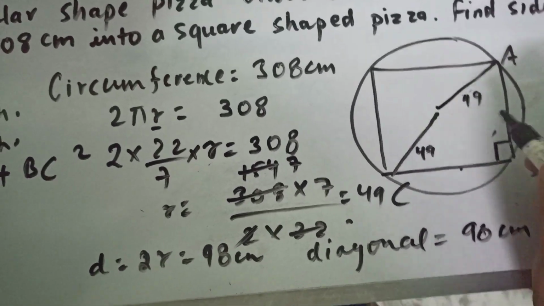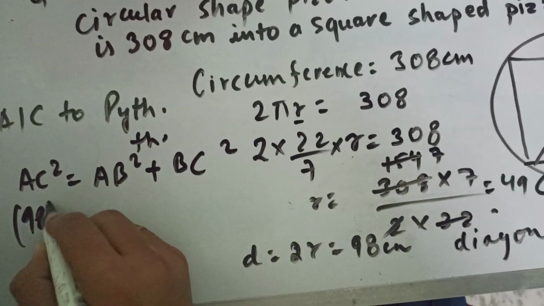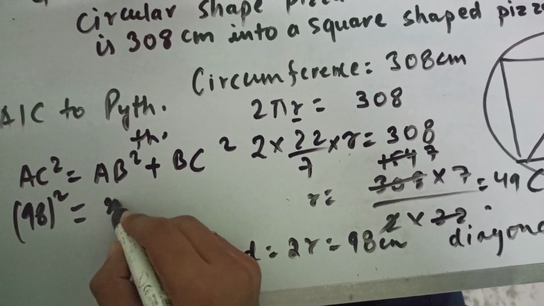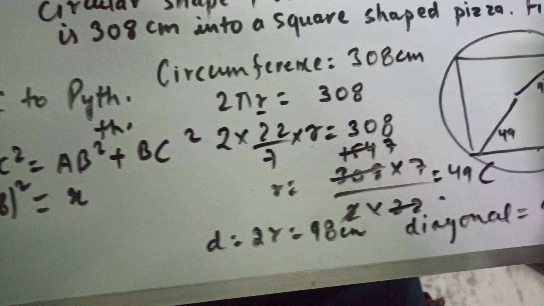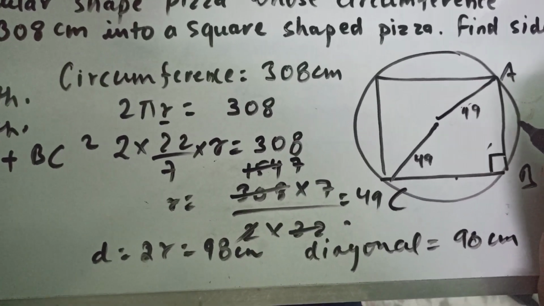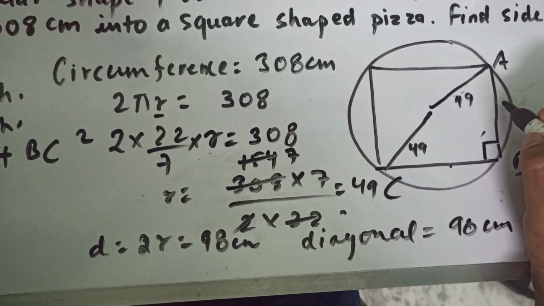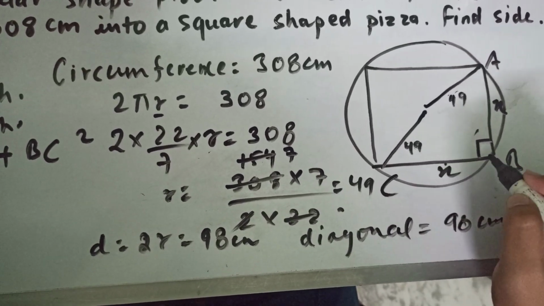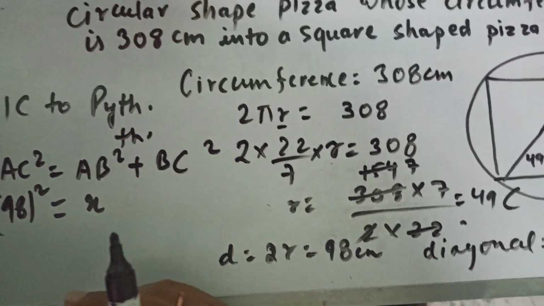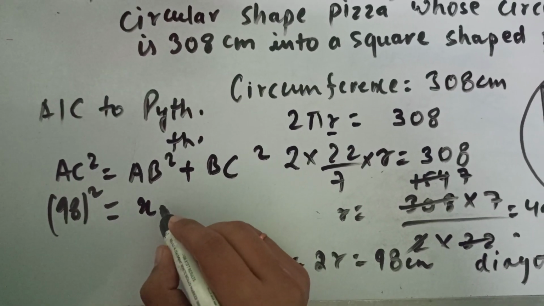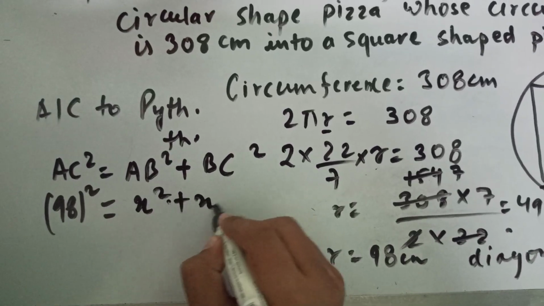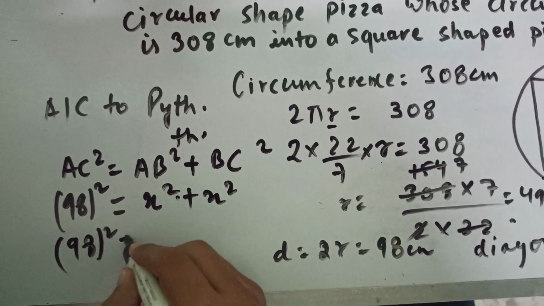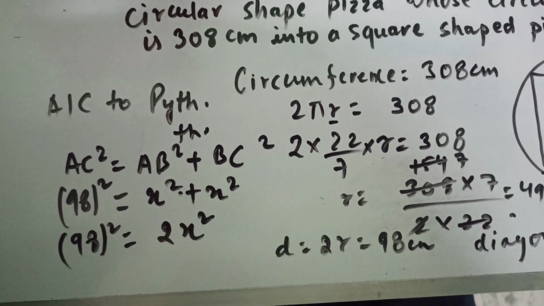Now put the value of AC. AC is basically the diagonal, which is 98 square, and this will be how much? Suppose if I let the value of the side of the square is x, this will also be x, because all the sides of the square are equal. So x square plus x square. So this will be 98 square and it will be 2x square.